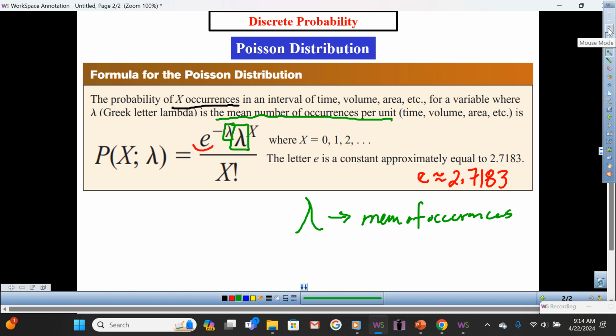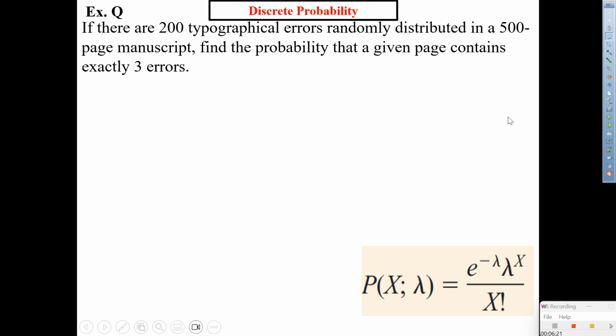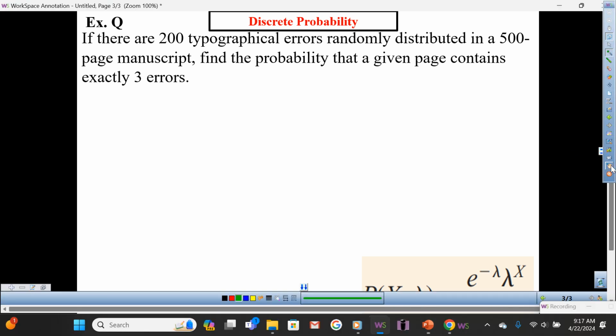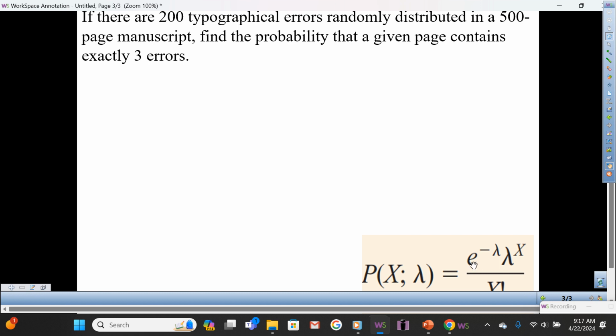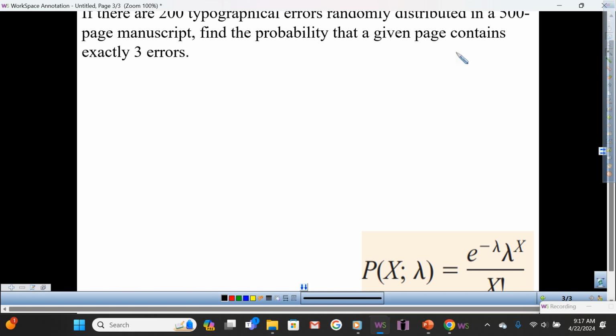All right, so with that said, copy the first problem completely, please. Example Q. If there are 200 typographical errors randomly distributed in a 500-page manuscript, find the probability that a given page contains exactly 3 errors. Copy that. All right, so to get started, let's get organized with the information that we need for our formula. We need our x, we need our lambda, and we need our e. So write x, lambda, and e. So here the easiest one is e, which is 2 point what?